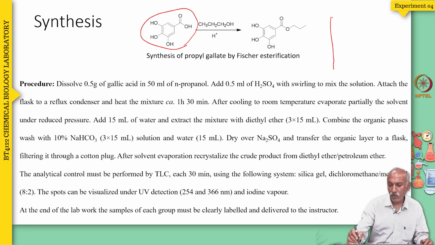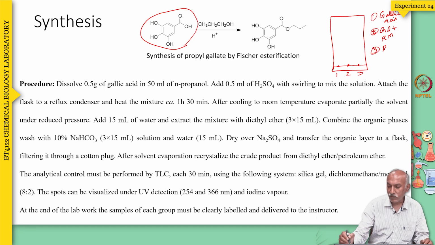You have only 3 spots, and you put them on the plate: 1, 2, 3. For the first spot, put only the gallic acid; the second spot, gallic acid plus reaction mixture; the third spot, only the reaction mixture.